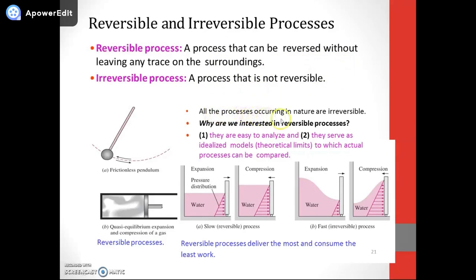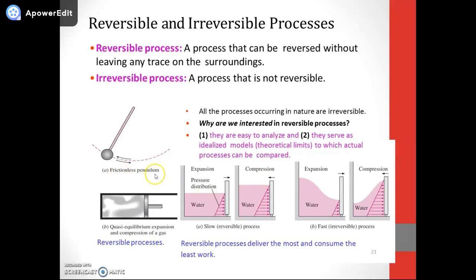So all the processes occurring in nature are irreversible. So why are we interested in reversible processes? Because they are easy to analyze. Okay, so it is easier for us to identify something and to calculate. Okay, and they serve as idealized models, which have theoretical limits to which actual processes can be compared. Okay, so it's easier for us to identify and to study what is going on in certain processes.